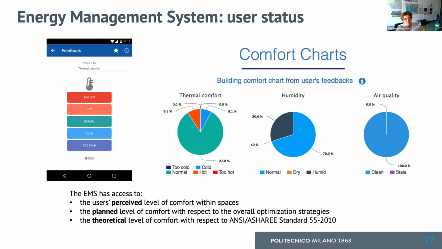The other kind of assessment, even with respect to how the spaces are perceived from the user point of view. So the information about the thermal comfort expressed by the user of the office, whether it is normal, it's too cold or too hot, the humidity that's perceived, and the air quality.